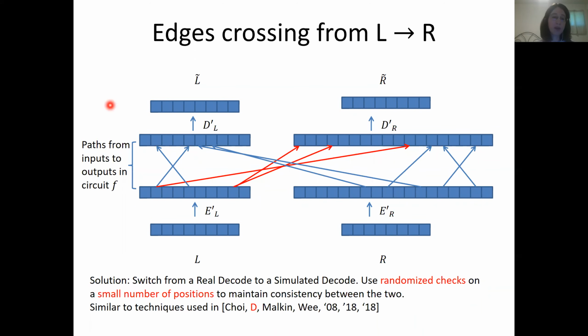So how are we going to solve this problem? The solution is to switch from a real decode to a simulated decode. The actual non-malleable reduction will use a decode function that does not depend on the tampering function. Simulated decode will depend on the tampering function. And we're going to show that we can maintain consistency between the two, so the two experiments will be indistinguishable, by doing a small number of consistency checks, which will ensure that we get the same output from the real decode and the simulated decode. This is similar to techniques that we used in a much older work from 2008 on non-malleable encryption.